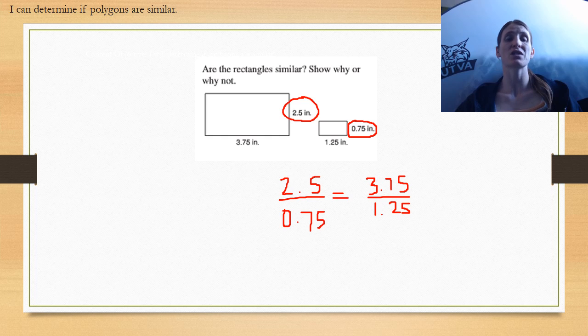Okay, so now from here, to determine if these are similar, we cross multiply. We use that product property, okay? And guess what? If we get the same answer out, the answer is yes, they're similar. If we get different answers out, guess what? They're not similar, okay? So we just go ahead and do that. 2.5 times 1.25 and 0.75 times 3.75. And I need to grab my calculator. Give me just a second.